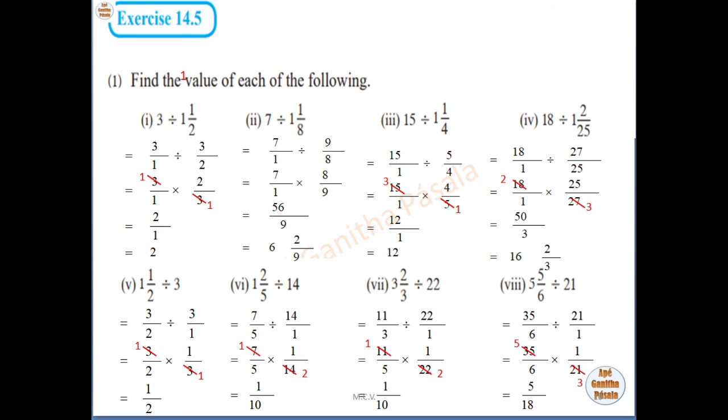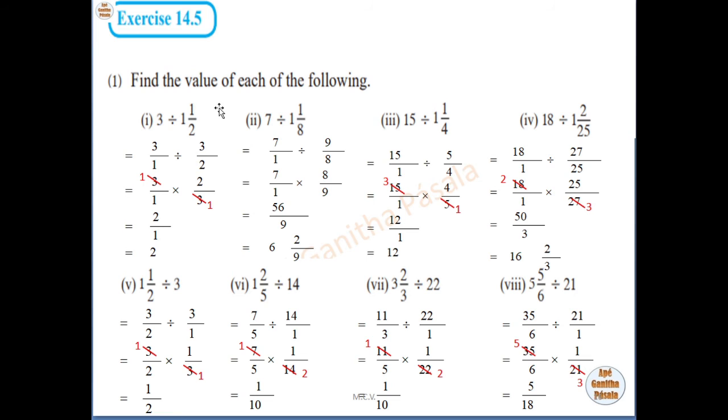Now let's move to exercise 14.5. Do the exercises and check your answers. Find the value of each of the following.